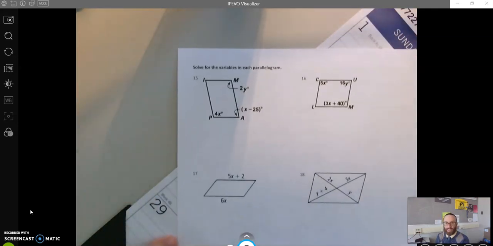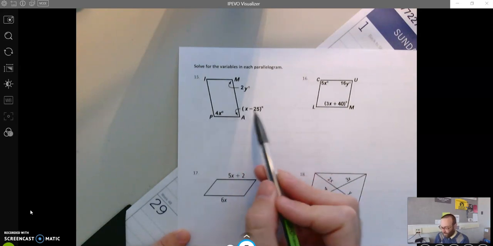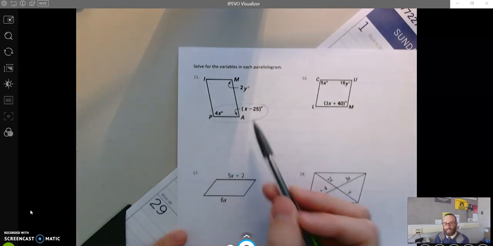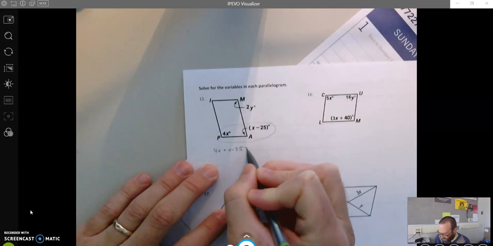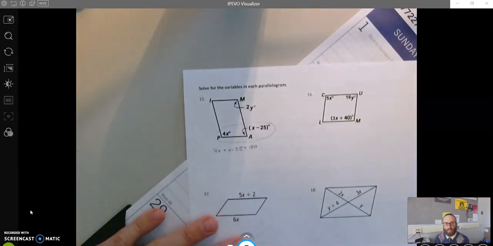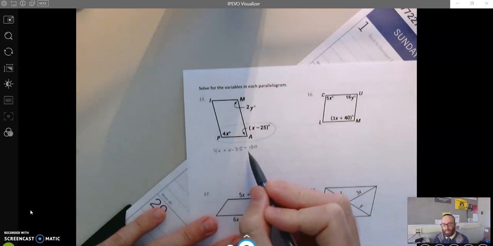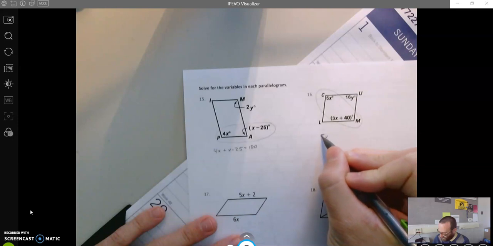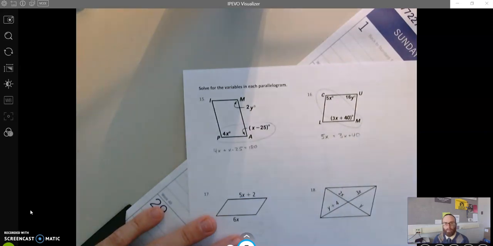Flipping this page over. Same thing here. Don't let it bother you just because there are multiple variables. Focus on the portions that have the same variable. These both have x. Well, those are consecutive angles. Consecutive angles are supplementary. So when I add them together, they have to equal 180 degrees. 4x plus x minus 25 has to add up to 180. Now that's a little bit different than these, which are opposite angles, and opposite angles are congruent. 5x equals 3x plus 40. And so you want to work with that idea.